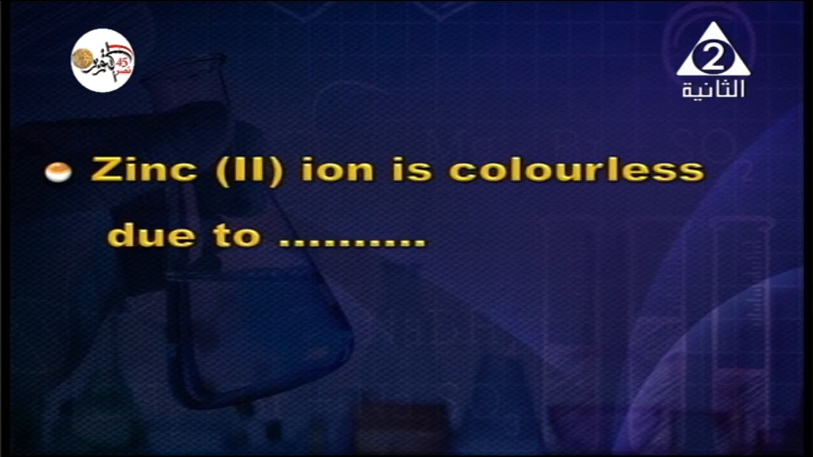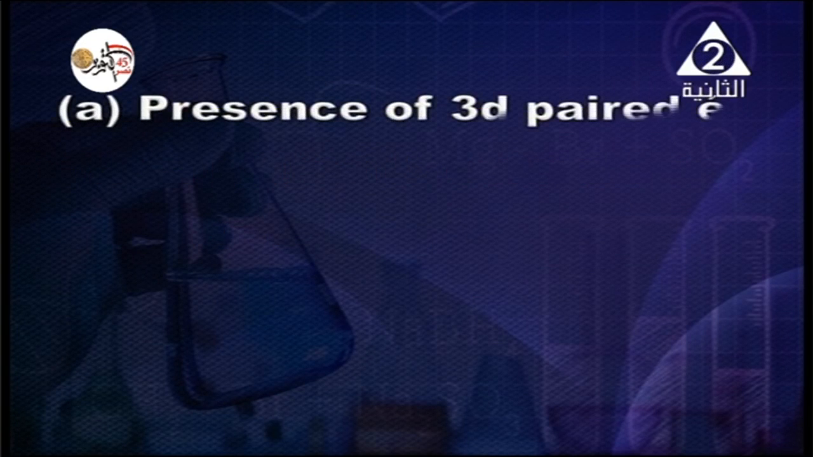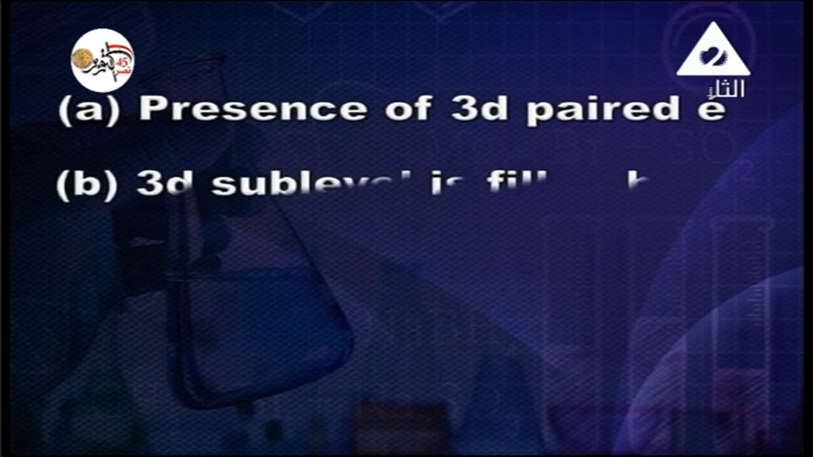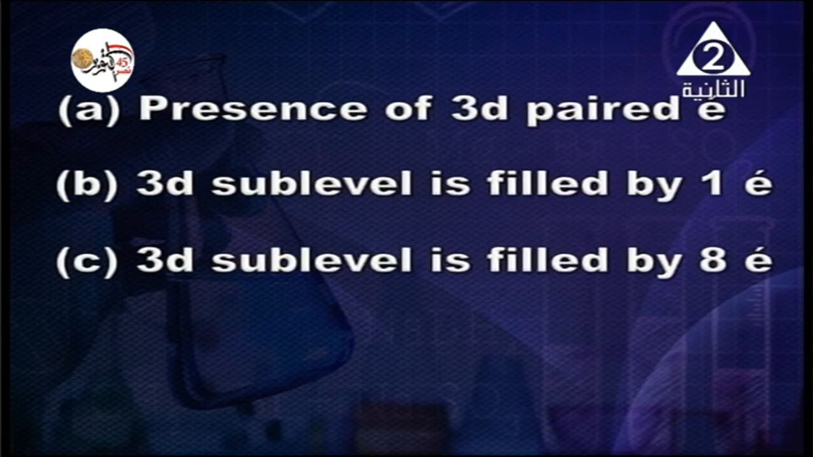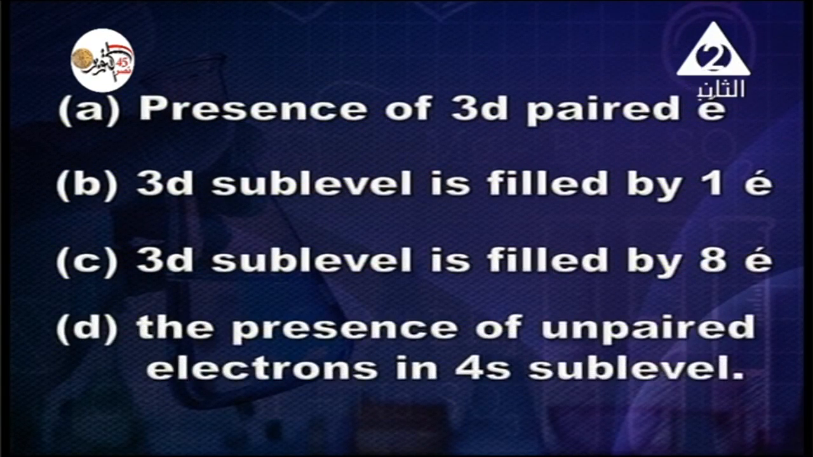Zinc 2 ion is colorless due to what? Presence of 3d paired electrons, 3d sublevel is filled by 1 electron, 3d sublevel is filled by 8 electrons, the presence of unpaired electrons in 4s sublevel. If you read the electronic configuration, you will find that the presence of 3d paired electrons.